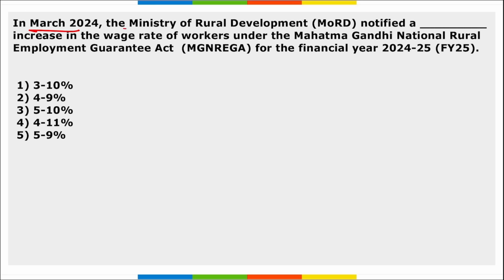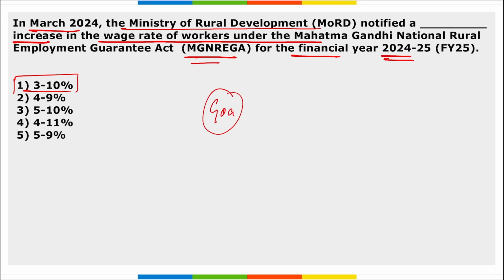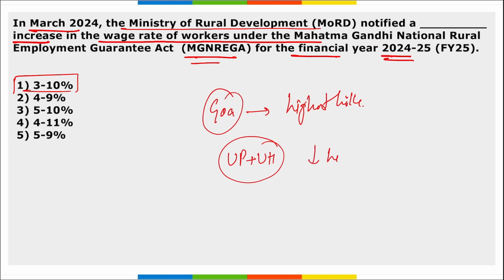Next, in March, Ministry of Rural Development notified a dash increase in the wage rate of workers under MGNREGA for the financial year 25. So, Ministry of Rural Development has notified an increase of 3 to 10% in the wage rate of workers under MGNREGA for the financial year 25. And Goa state witnessed the highest hike, whereas UP and Uttarakhand witnessed the lowest hike.